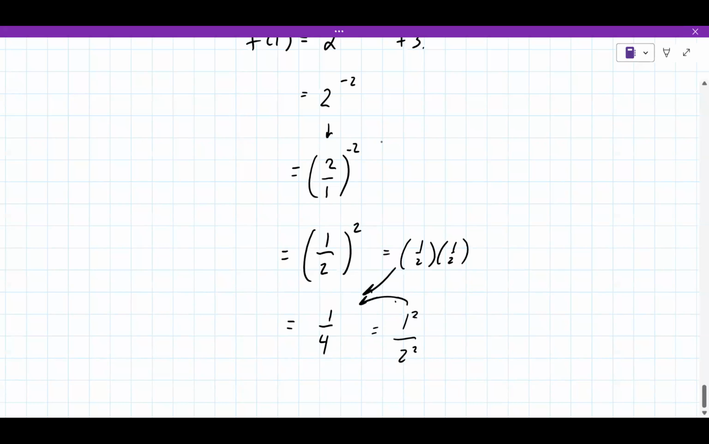But then you have to bring the 3 down and add 3 to it. So what a lot of students do is they start doing it as decimals because it's easier to graph.